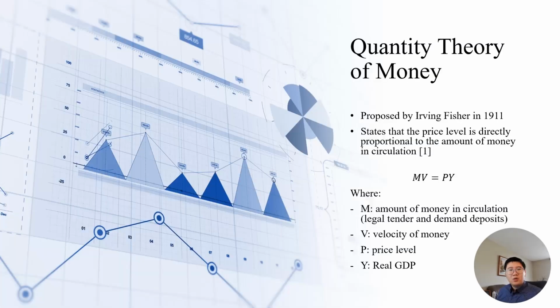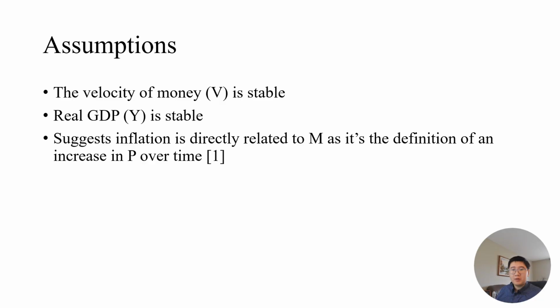Money and inflation, the quantity theory of money. So MV is equal to PY, and M is M1 money, so liquid assets. V is the number of times money changes hands, and of course P and Y are price level and real GDP. So you assume that V is stable.